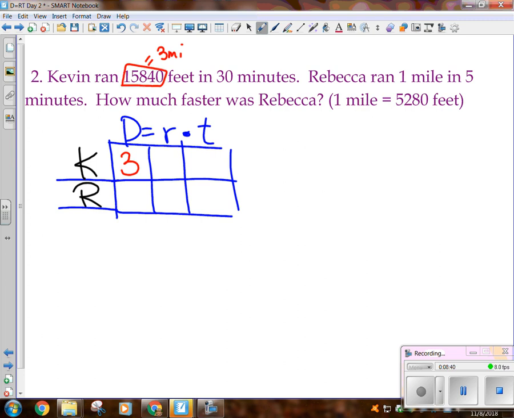In 30 minutes. That's a half an hour, right? Is that a rate or a time? It's a time, 1/2. I do not know his R, so I'll put an R there. Rebecca ran 1 mile. 5 minutes. That is 1/12. That's 5 minutes out of an hour-long 60 minutes, right? So what fraction is 5/60th? And it does work out to be 1/12. Okay? 1/12 of an hour.